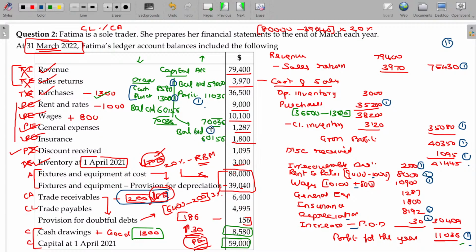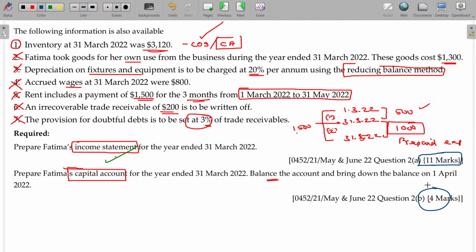So you will get around 4 marks for this. Okay, you will get around 4 marks for this. So, a 4 mark question. Clear?